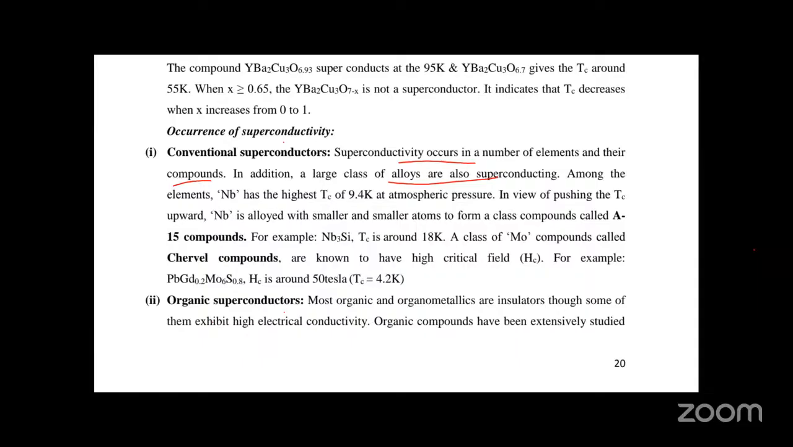Then, among all, niobium shows the highest, that is 9.4 K at atmospheric pressure. In addition to that, niobium alloyed with smaller atoms forms first-class A15 compounds, for instance Nb3Si. Then molybdenum will be introduced, that is Chevrel compounds. These are just examples of conventional superconductors available.